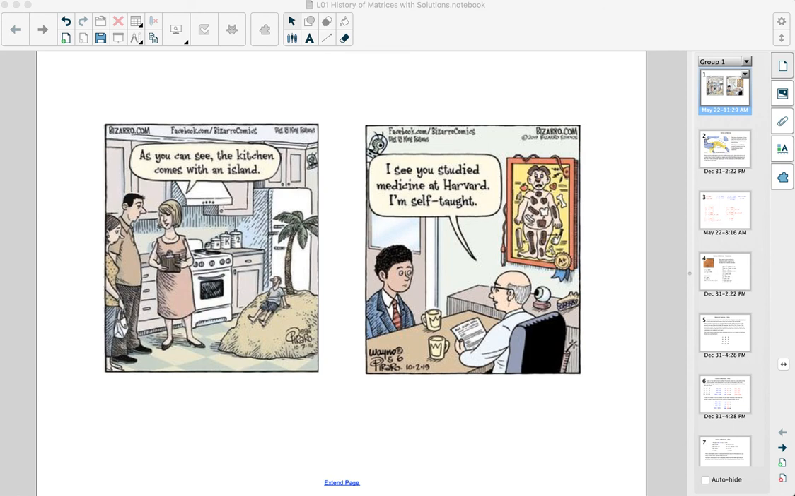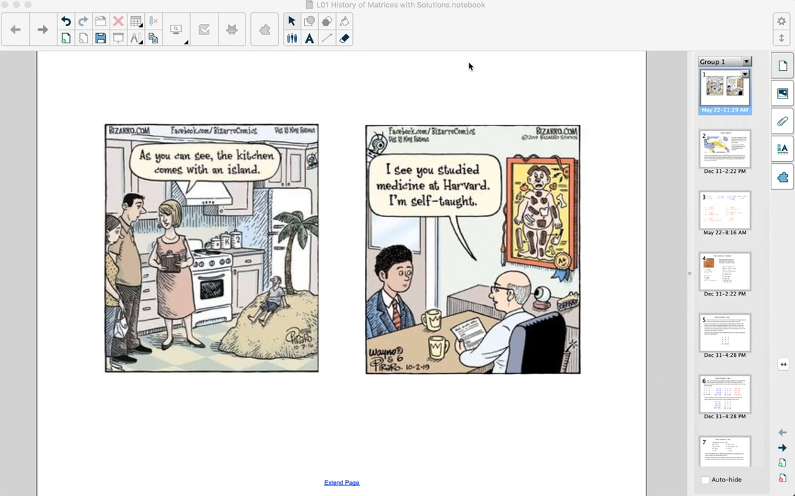So, keeping with our past practice, here are two humorous comics for the day. I'll let you take a look at those. And perhaps you find them funny, perhaps you don't. Everyone always wants an island in their kitchen. And who hasn't played the game of Operation over there in the corner?